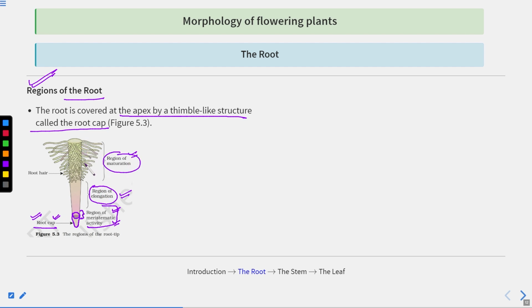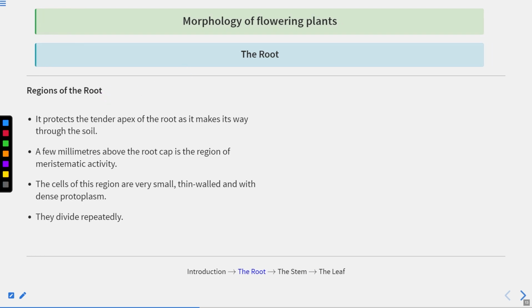So mature cells give rise to new hairs, and that you can see is the root hair. In the examination, it can be asked: root hairs are present in the region of maturation, region of elongation, region of meristematic activity, or the root cap? So the root hairs are present at the region of maturation. Very, very important point.